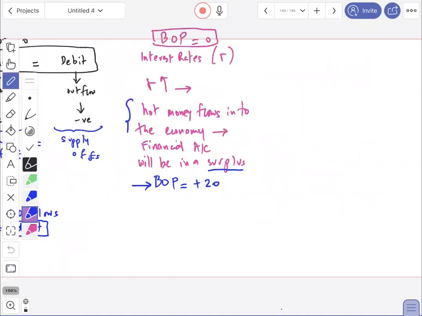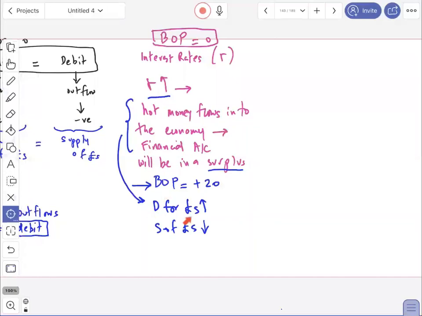When the hot money flows in, as we learned from our class, demand for pounds will start to go up. Why? Because interest rates are going up, hot money is flowing into the economy, demand for pounds will go up, and supply of pounds will go down. Demand for pounds is going up because foreigners are putting more of their dollars in the UK, so they're demanding more pounds.